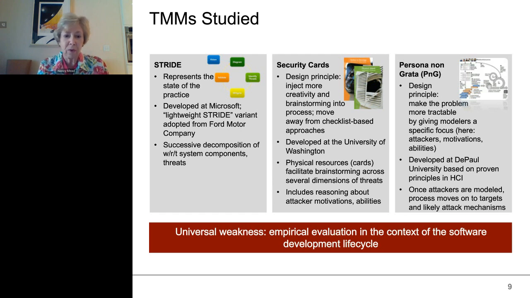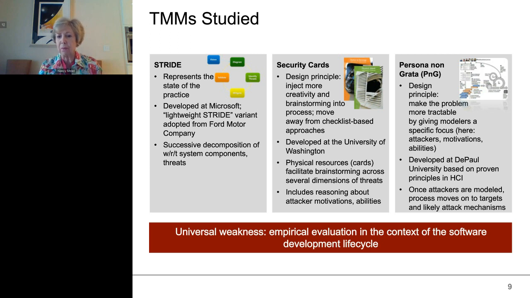The first was Stride, which at the time represented the state of the practice. Microsoft developed a method and a tool to go with it and makes it freely available. They also have workshop material that they will provide and videos, all of which you can find online on the Microsoft website. So that was really a big service to the community. In addition, they collected their own data to show that the amount of patching that they had to do after they implemented all of their lifecycle practices, including Stride, was greatly reduced afterwards, as was, of course, the number of vulnerabilities. So Microsoft was an obvious choice.